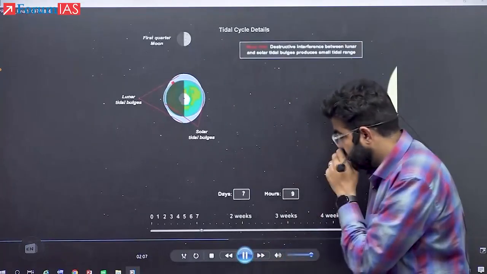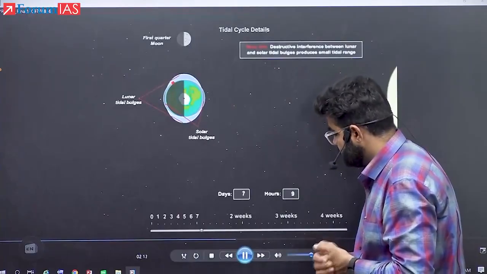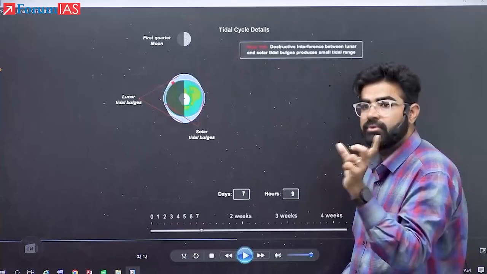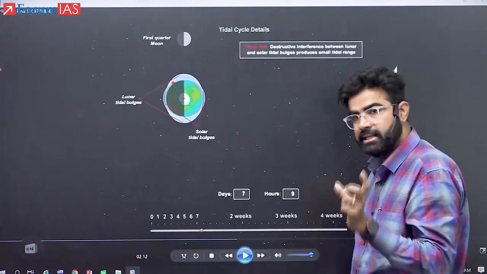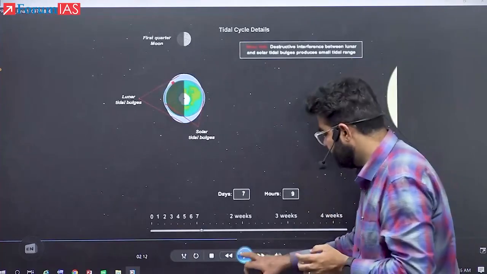Then see the other thing. Two high tides and two low tides every 24 hours and 50 minutes. This 52-minute, exactly, is the delay. She is talking about a 50-minute delay. It is exactly 52 minutes.